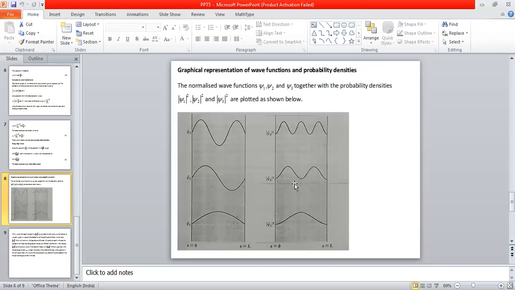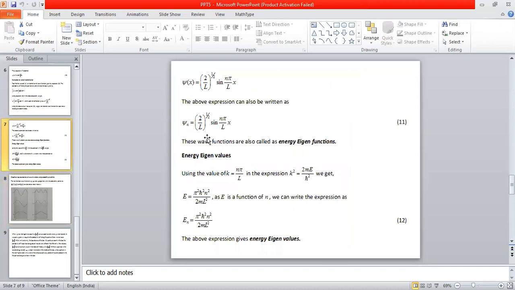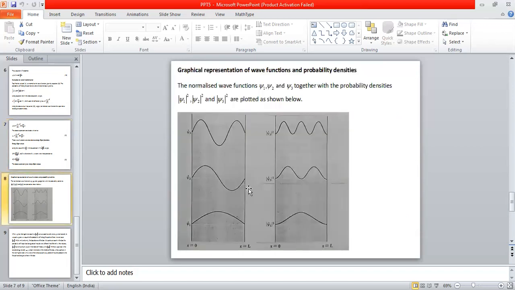Similarly, if we go to the n is equal to 2 case and plot a graph, in the expression 11, if I substitute psi 2, I get the square root of 2 by L times sine of 2 pi by L into x. If we keep changing the value of x from 0 to L continuously, we get this graph. This is a simple sine graph where the wave function is again 0 at the two extreme positions, and also 0 in the middle, and there is a maximum value at this place and at this place.